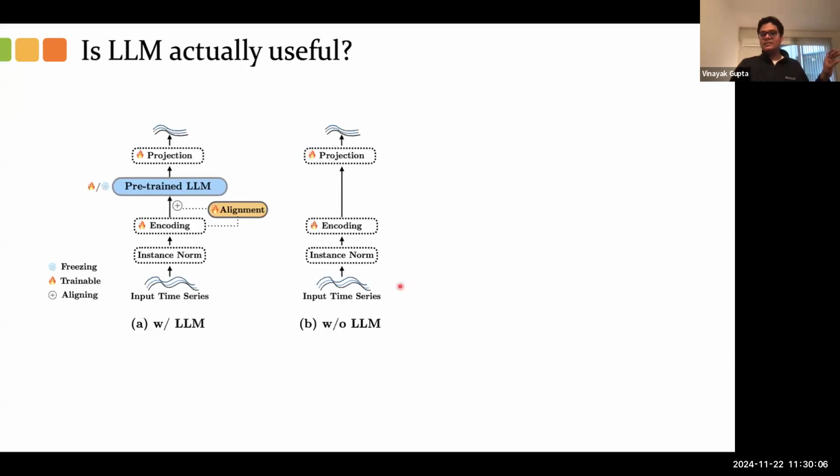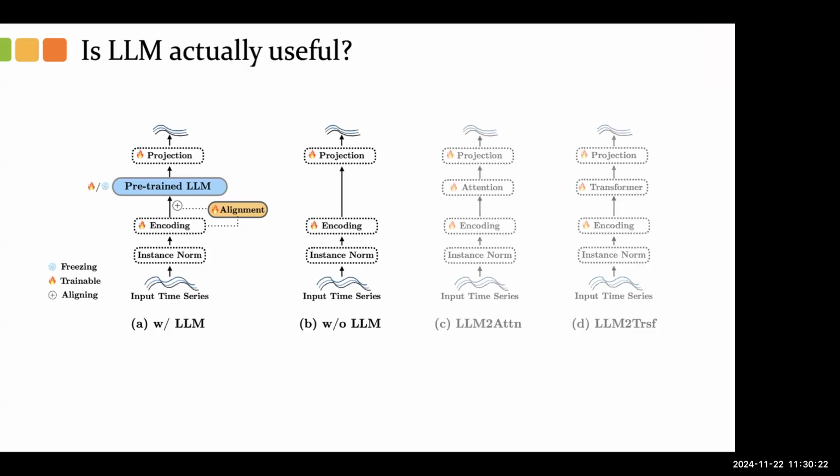So you have a time series, you have some normalization, you encode it, and then you directly throw it to the projection. Very simple, just remove the LLM and let's see whether the performance goes down or it goes up, what happens. Sorry, one question before you move on.